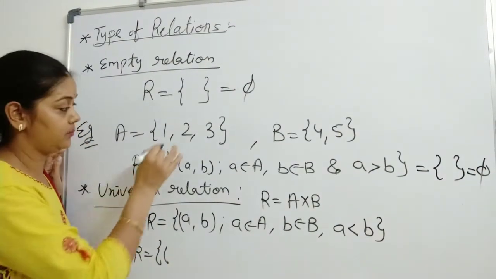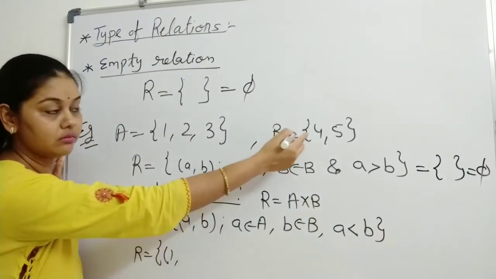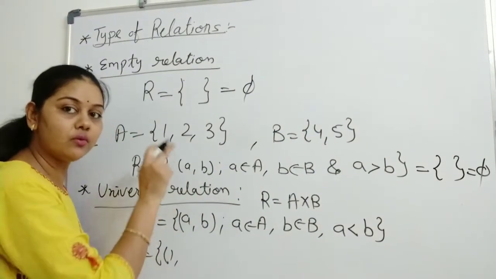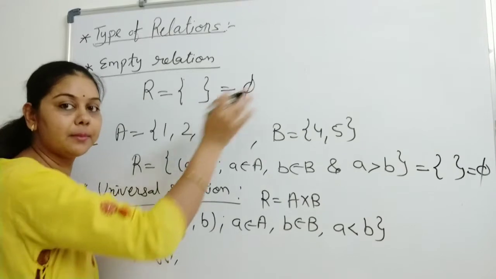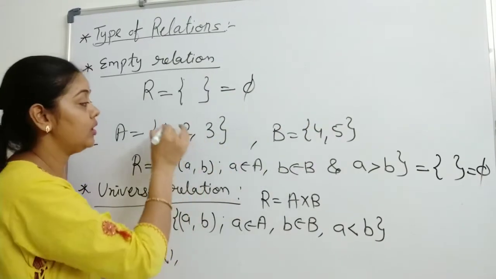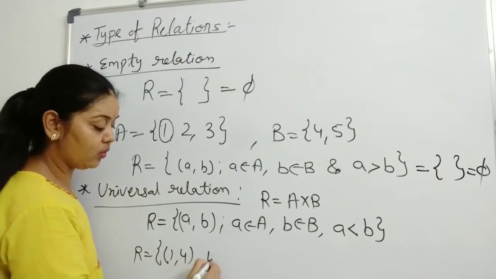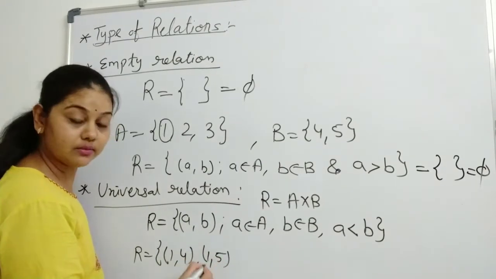Starting with first, 1 is less than from 4 and 5. Remember that first element will be of first set and second element will be from second set. So 1 is less than from 4. 1 is less than from 5.